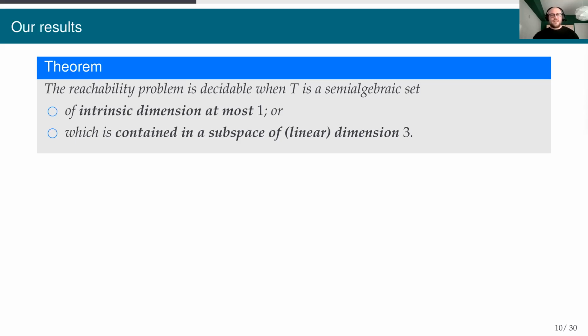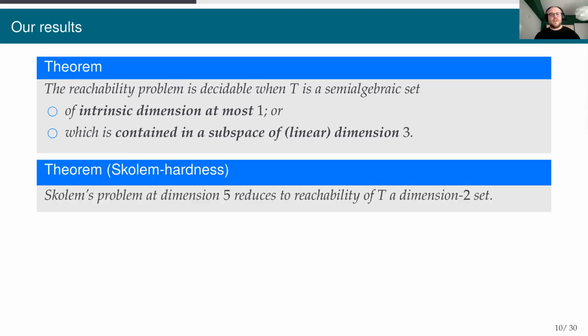Right. So, okay, this is very restricted. On the other side, we show that it's actually quite difficult to get past these assumptions, because you get Skolem hardness if you have a semi-algebraic target of intrinsic dimension 2. It means that if you can solve this reachability problem for a 2D semi-algebraic target, you can solve Skolem's problem in dimension 5, for example.